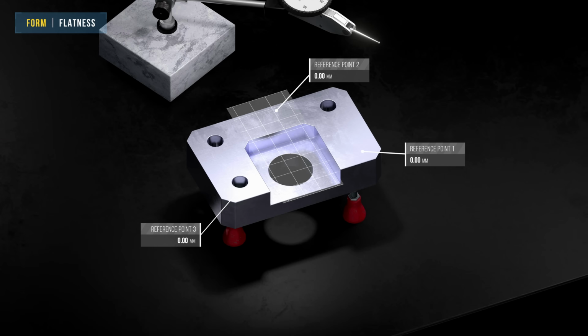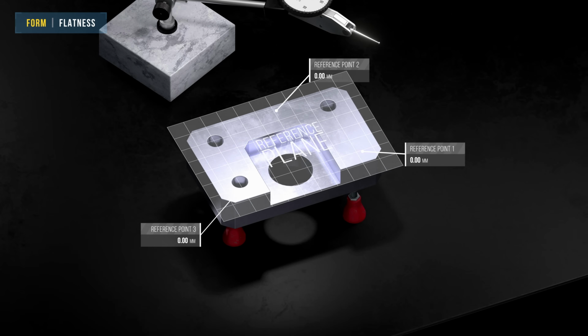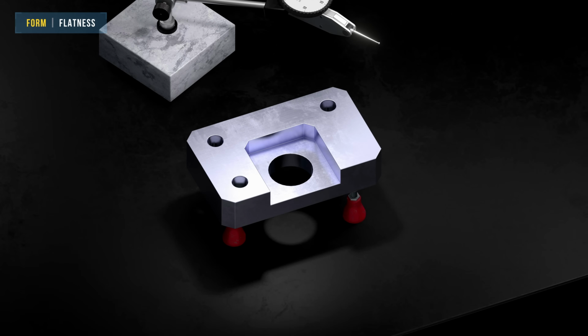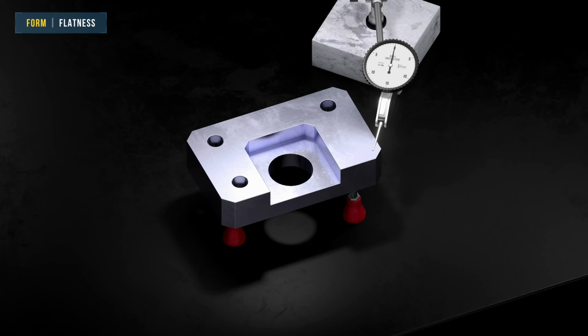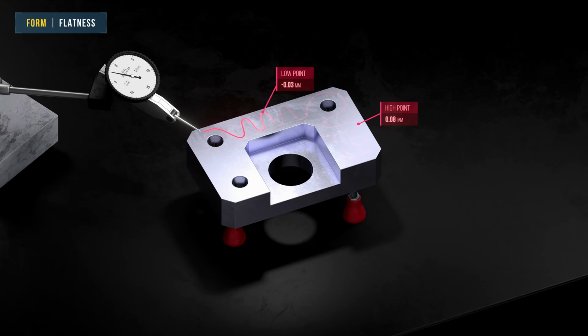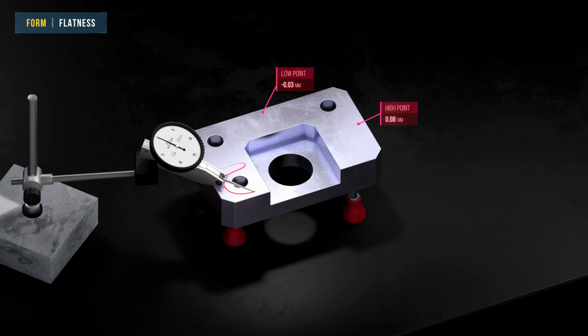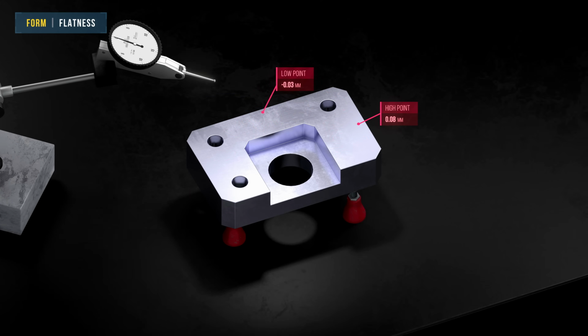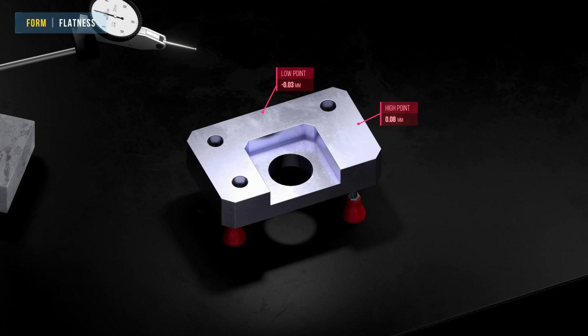This creates a reference plane. The indicator is then swept across the surface to identify high and low points. If the distance between the highest and lowest points is less than the width of the tolerance zone, the flatness requirement is met.